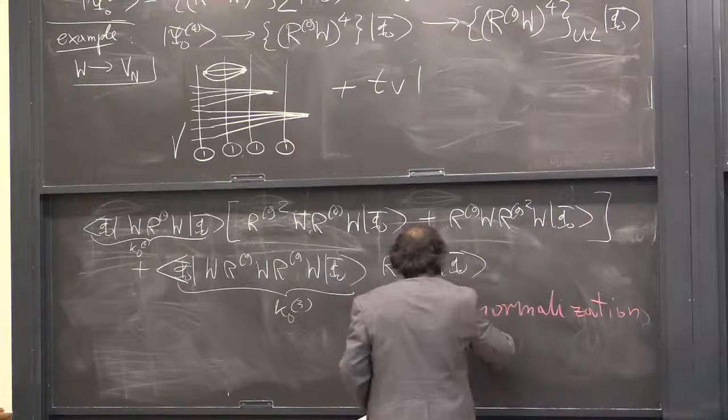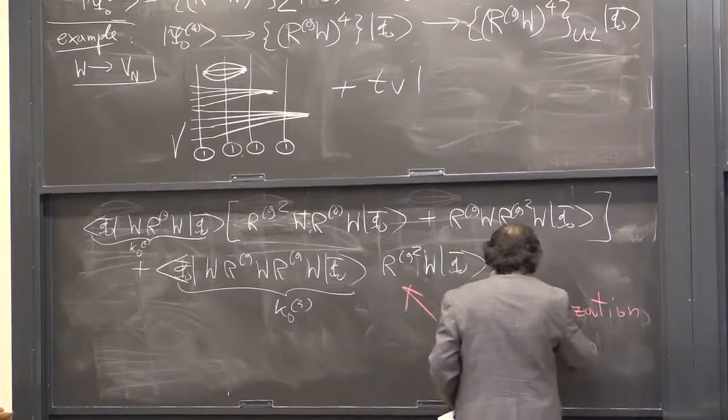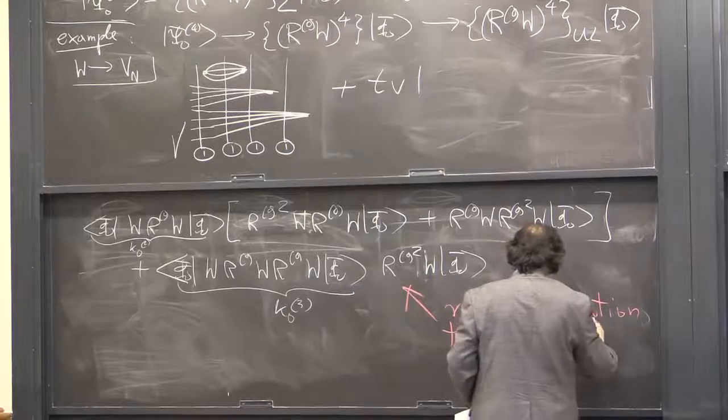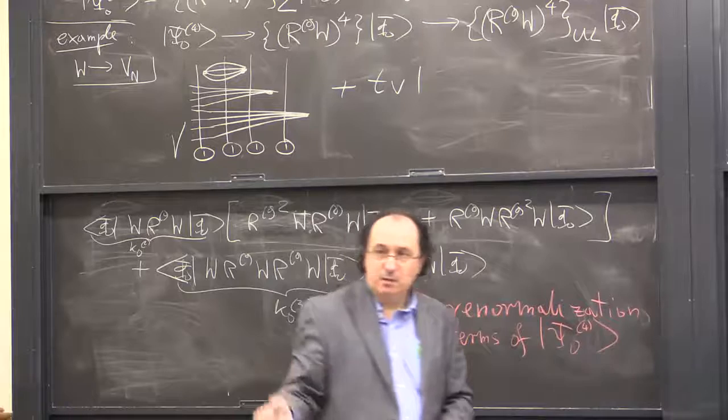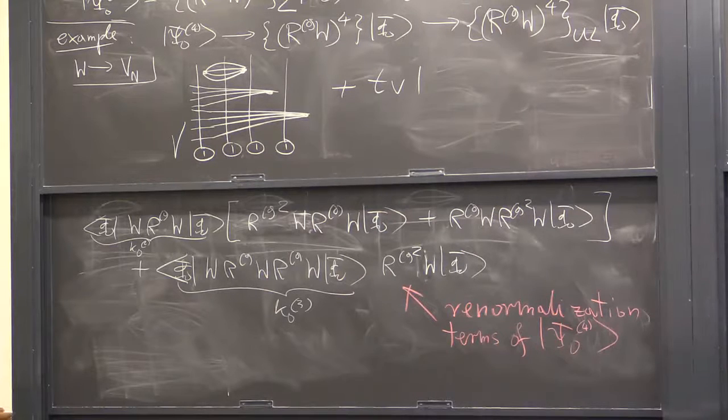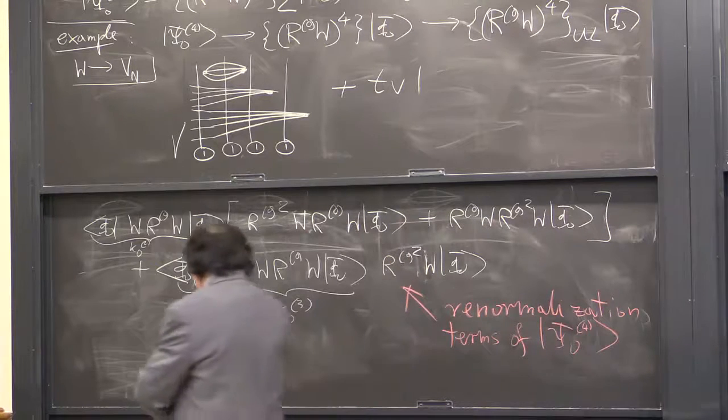Those are renormalization terms of psi 04. Of course, in principle, in psi 04 there is more, but the remaining ones will be containing the expectation value of a single W, which is 0 in our case because of normal ordering. Okay. So we just demonstrated that.